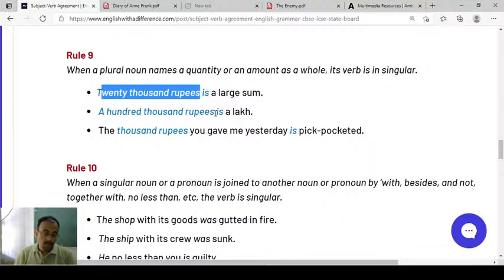Okay, as a whole. 1,000 rupees, एक साथ हम सोच रहे हैं ना, 1,000 rupees. They are not separate, अलग अलग नहीं है, एक साथ है, together 1,000 rupees. So it is taken as a whole amount, right? 20,000 rupees is the last time. 20,000 rupees together comprises a whole, therefore the verb is singular.